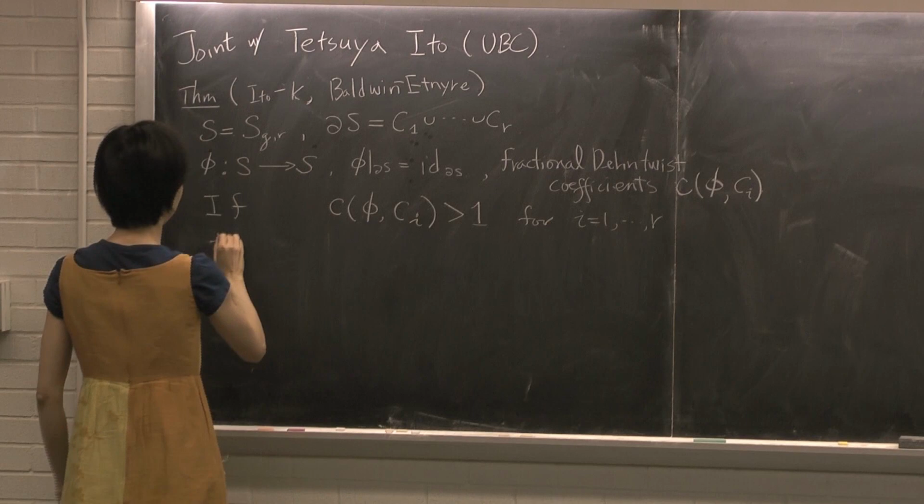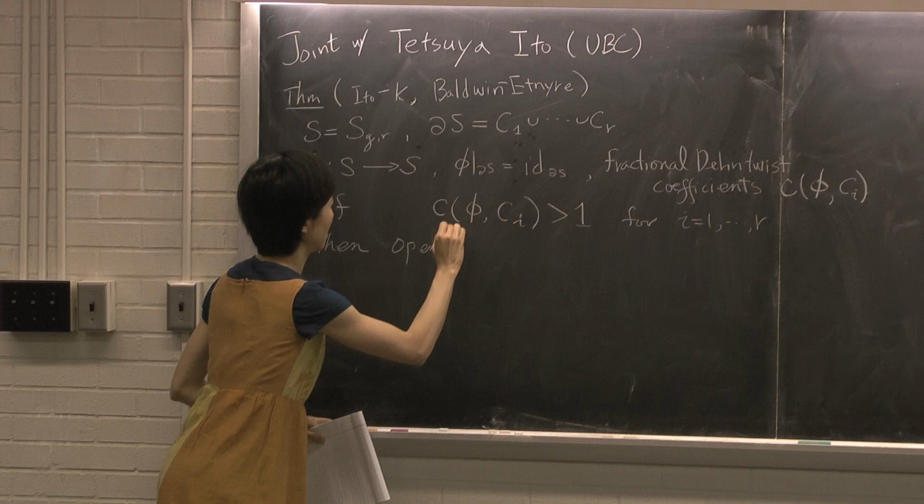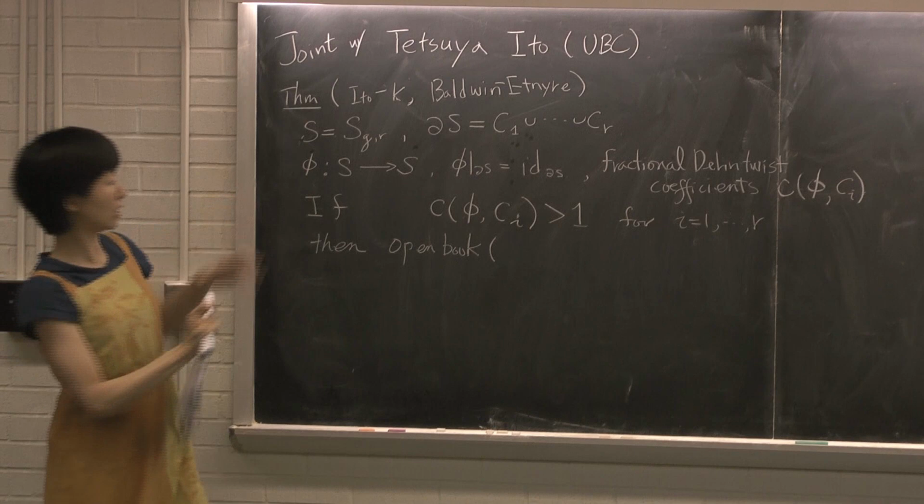then the open book of the surface and this monodromy φ supports a tight contact structure.